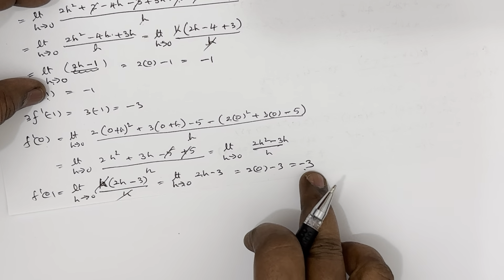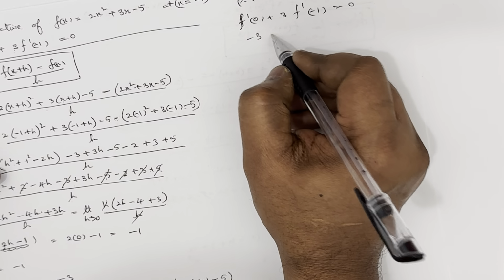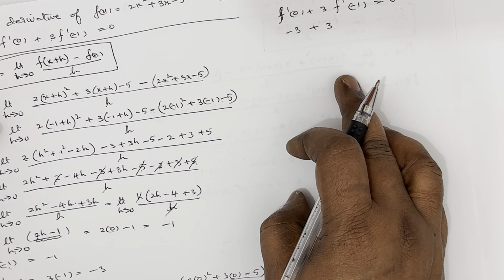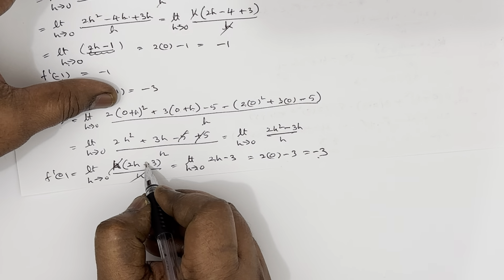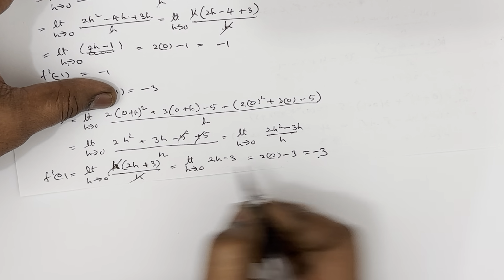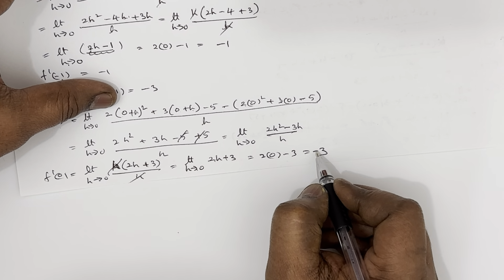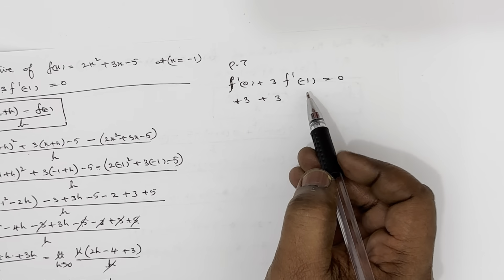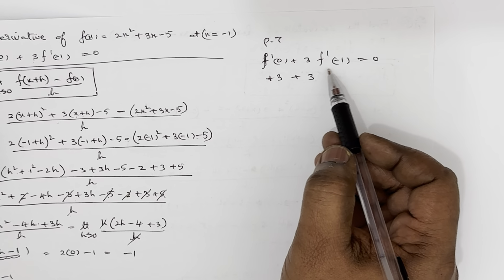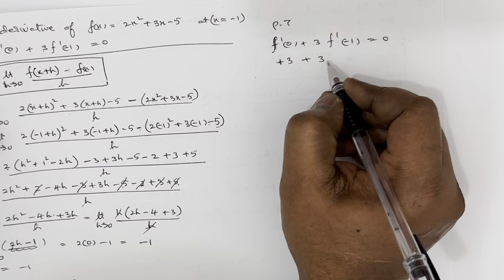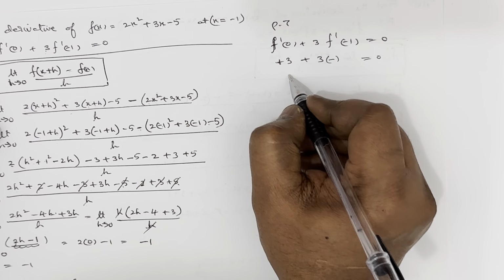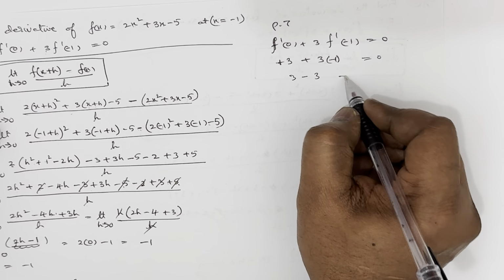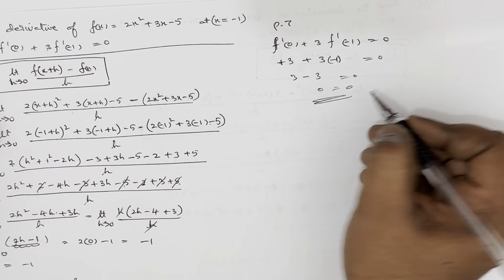Now we got f dash of 0 is minus 3, so you have minus 3 plus 3 multiplied by f dash of minus 1, which is minus 1, so you have minus 1 here, this equals 0. Now minus 3 plus 3 multiplied by minus 1 becomes minus 3, so minus 3 minus 3... okay, 0 is equal to 0. That's it, we have proved it.